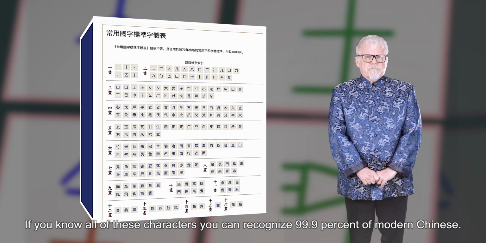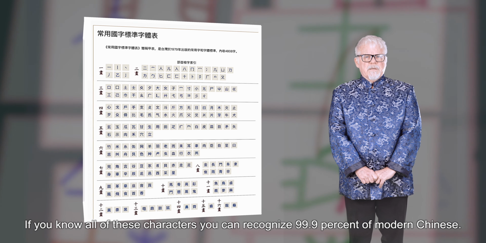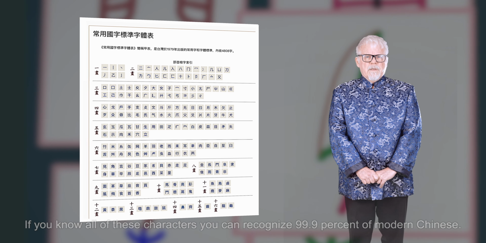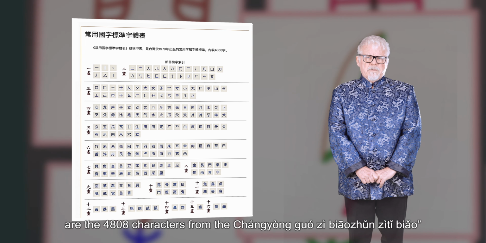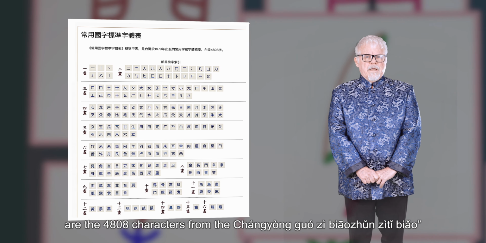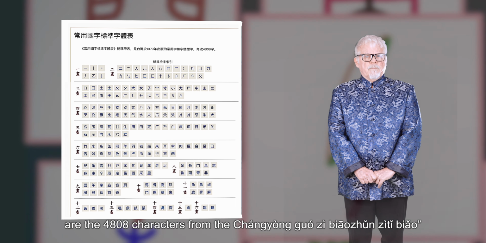If you know all of those characters, you can recognize 99.9% of modern Chinese. We could say traditional Chinese characters are the 4,808 characters from the Changyong Guozi Biaojun Ziti Biao.